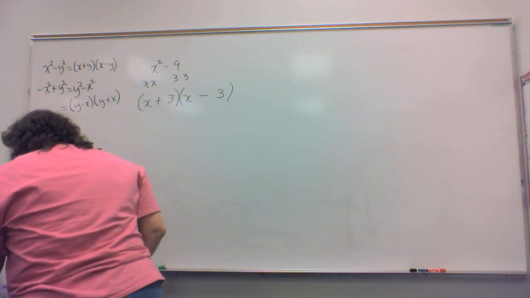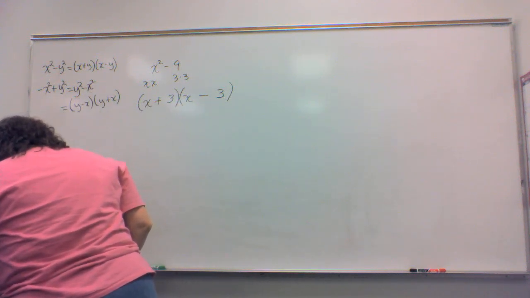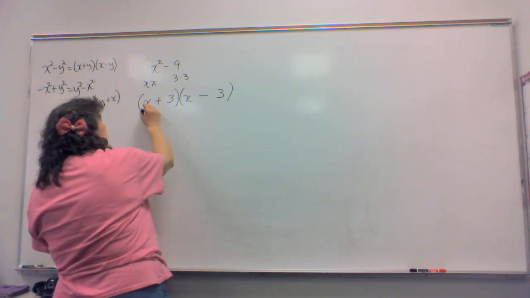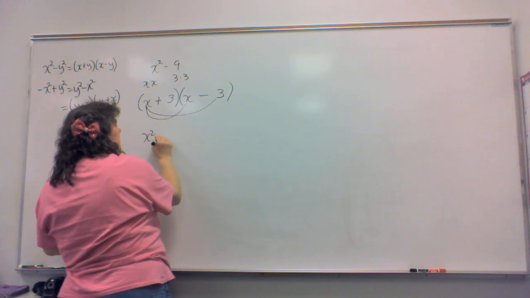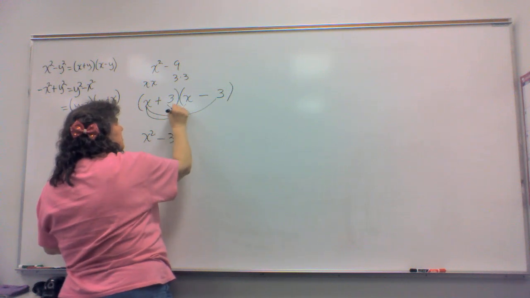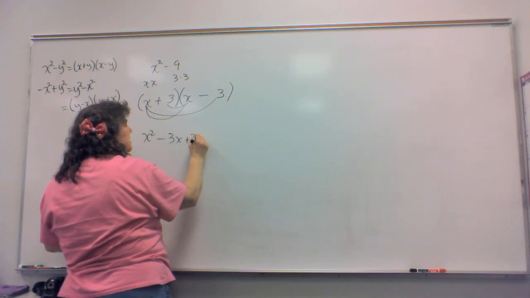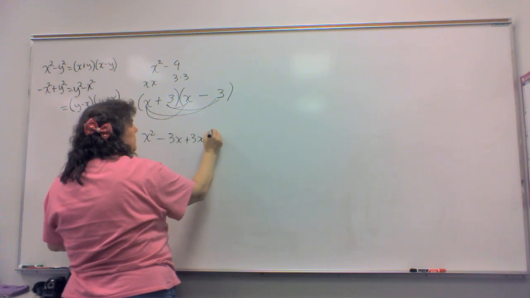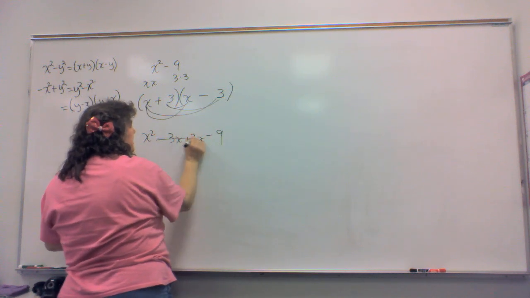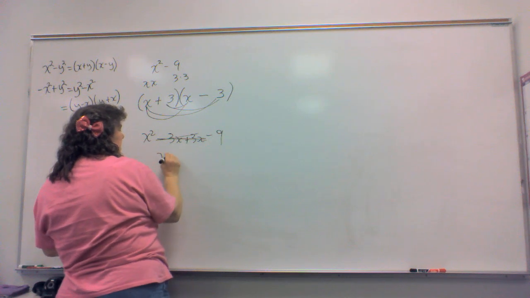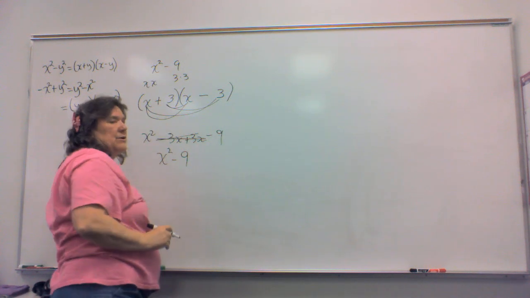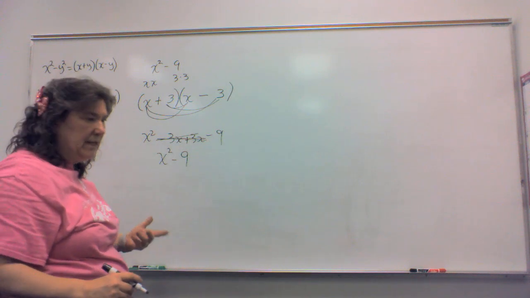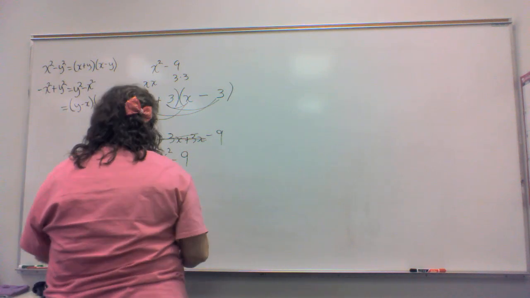Okay, so let's look at another one. And then of course you can check it. x times x is x squared. x times negative 3 is minus 3x. 3 times x is plus 3x. And 3 times negative 3 is negative 9. This is 0, leaving you with x squared minus 9. Exactly what we started with. And that's what you want, is to end up where you started when you check it.